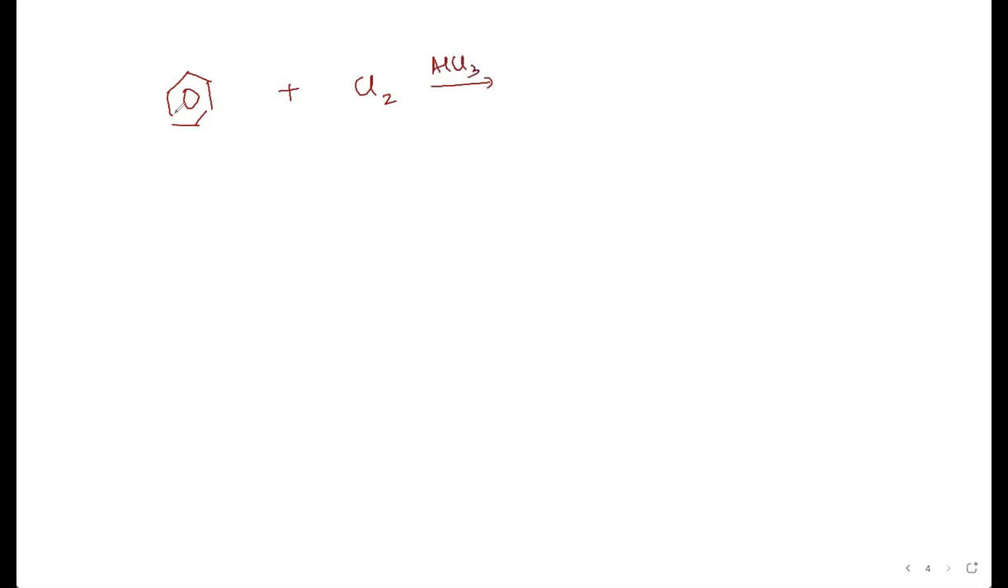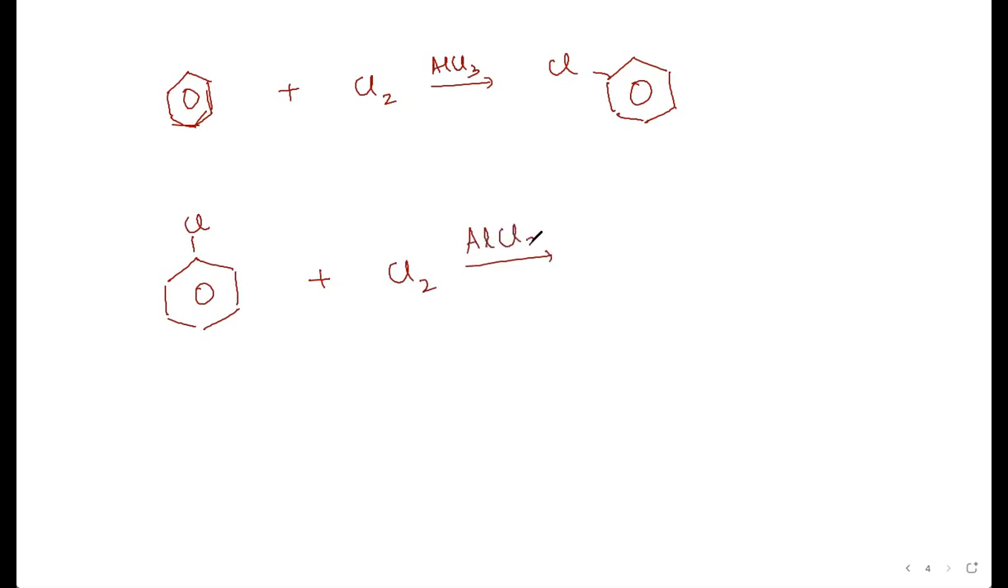Now, chlorine has its pick of position. It can go wherever it wants, right? It's got 6 available positions. It can go wherever. But let's say you're already taking a chlorobenzene and making it undergo the same reaction. So how many possible positions do you think it has for the chlorine to get substituted?